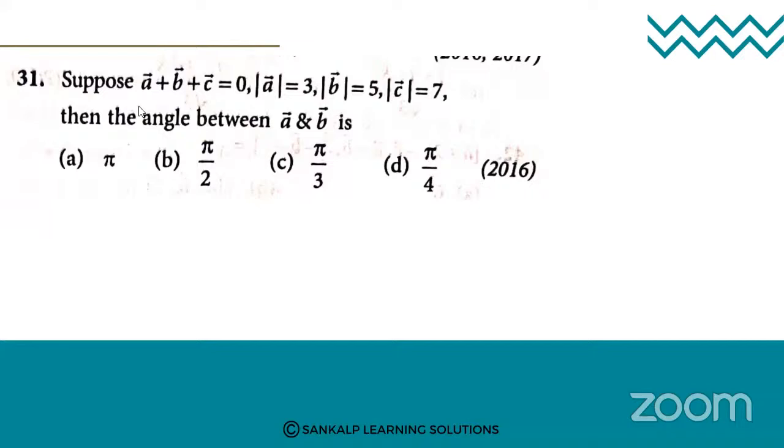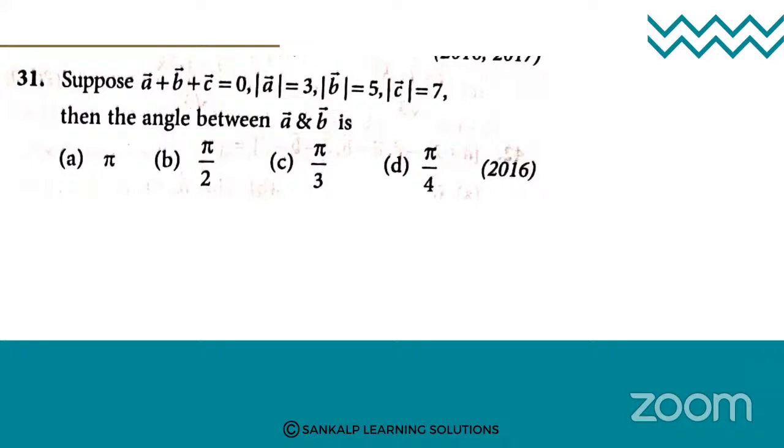Suppose vector a plus vector b plus vector c is equal to 0. Then mod a is equal to 3, mod b is equal to 5, mod c is equal to 7. Then the angle between a and b is what? They have asked for the angle between a and b.